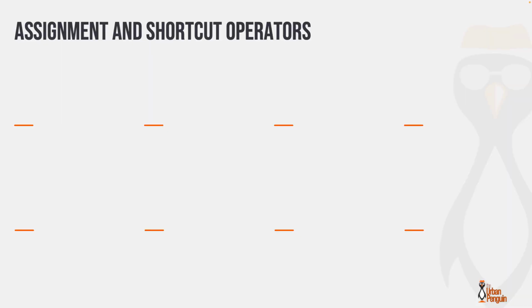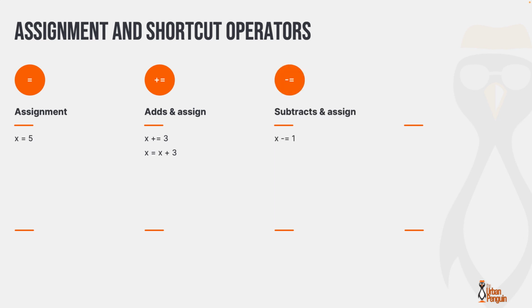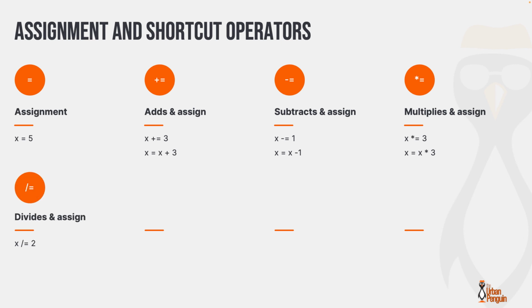We can also take a look at our assignment operator, and of course that's the simple single equals symbol. So we can assign the variable x with a value of 5. But we also have shortcut operators. So x plus equals 3 is the same as x equals x plus 3. X minus equals 1 is the same as x equals x minus 1. X multiplied equals 3 is the same as x equals x multiplied by 3. X divided equals 2 is the same as x equals x divided by 2.